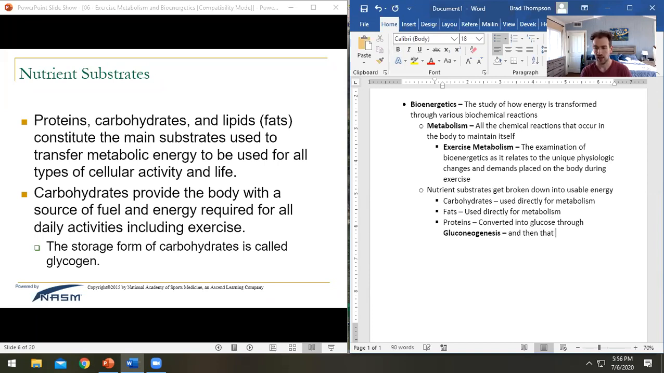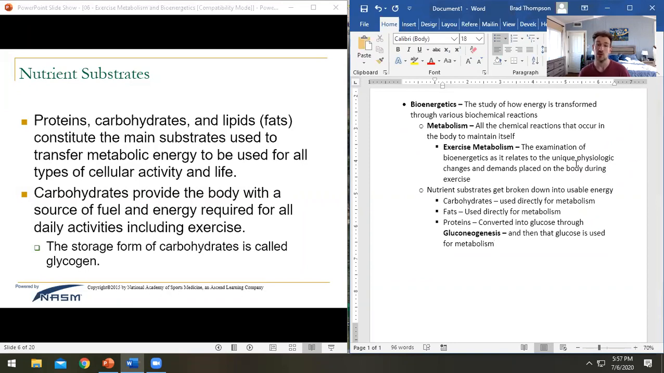And then that glucose is used for metabolism. Right, so proteins are going to get converted through the process of gluconeogenesis, and we're going to talk a little bit more about that later. And then one thing that I also need to mention here, carbohydrates are definitely going to be the body's preferred, favorite method for producing energy, right? Our favorite substrate by the body is going to be carbohydrates.